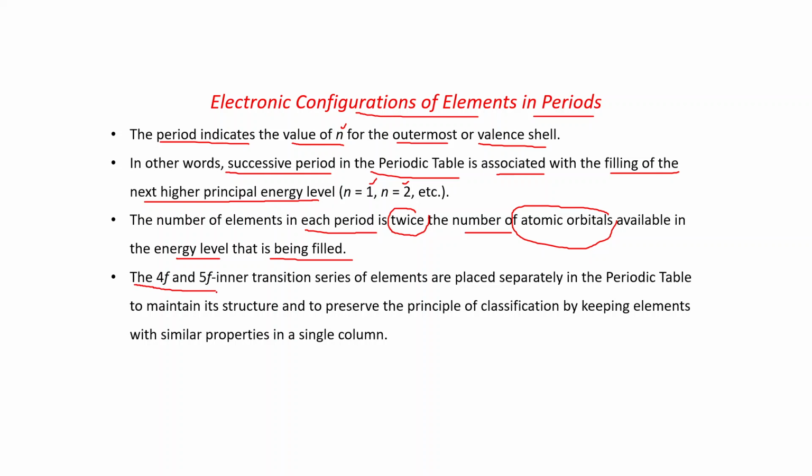The 4f and 5f inner transition series of elements are placed separately in the periodic table. Now, what are the reasons for this? Two reasons are there. First one is to maintain its structure, and second one is to preserve the principle of classification by keeping elements with similar properties in a single column.